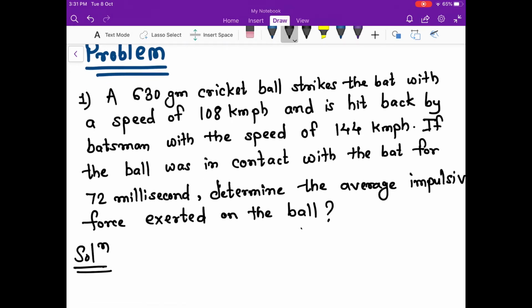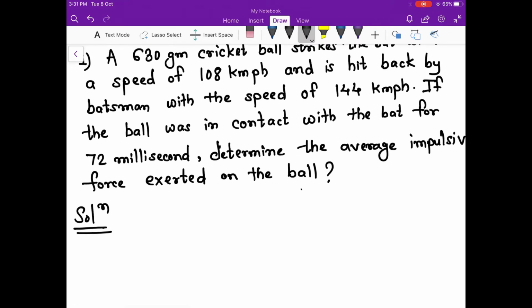Now let us draw a sketch of this problem. So this is a ball initially. Now the mass of the ball is 630 grams. I'll just draw it a little bigger.